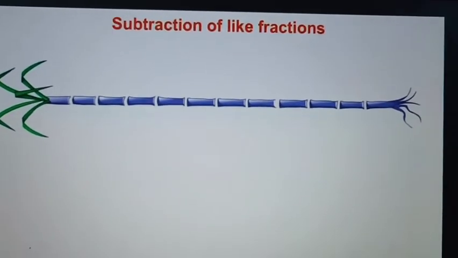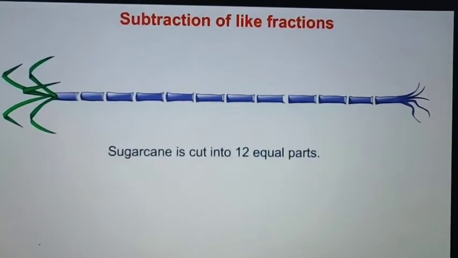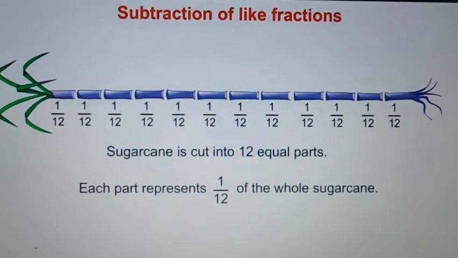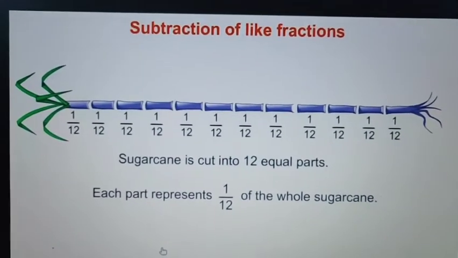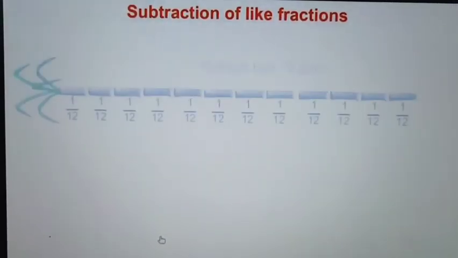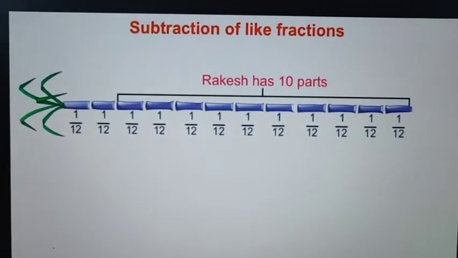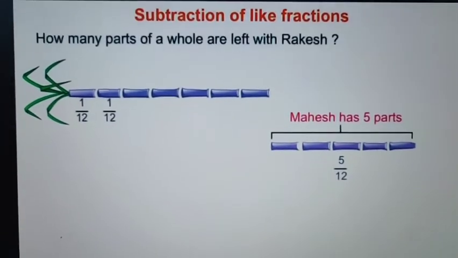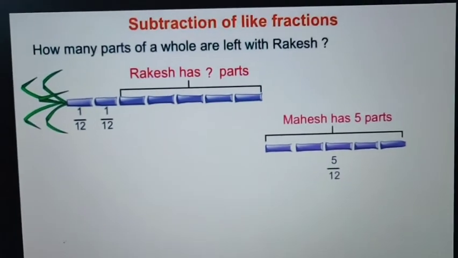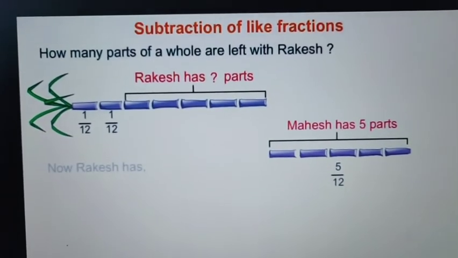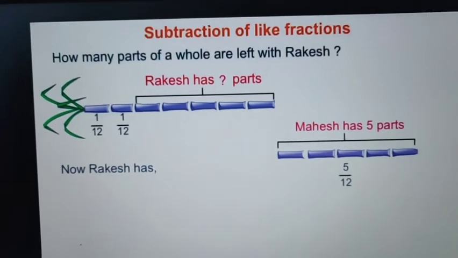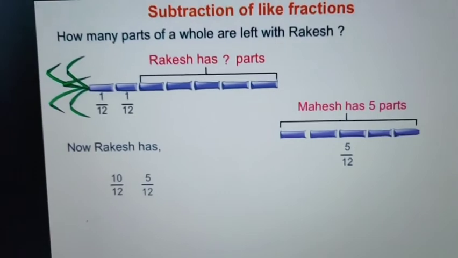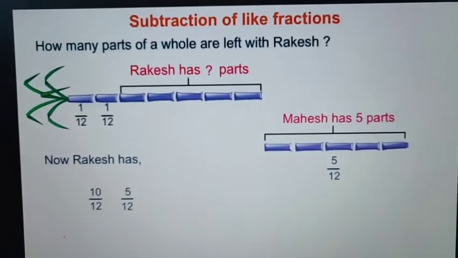A hawker cuts down a sugarcane piece into 12 equal parts. Each part represents 1/12 of the whole sugarcane piece. Rakesh bought 10 parts of the sugarcane from the hawker and gave 5 parts to his friend Mahesh. How much part of the whole is left with Rakesh? Now, Rakesh has 10 parts of the whole, or 10 by 12 of the sugarcane. He gave 5 by 12 of the whole sugarcane to Mahesh.